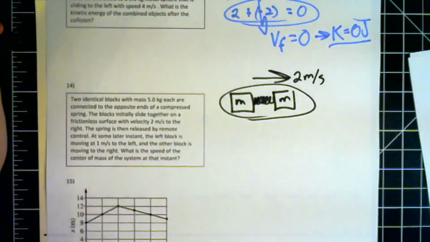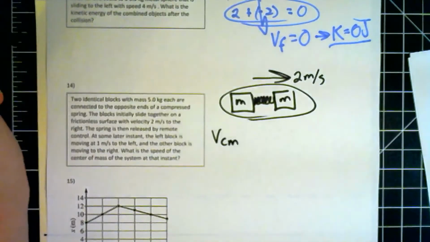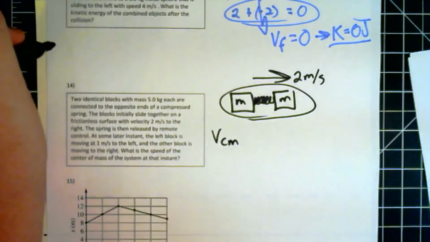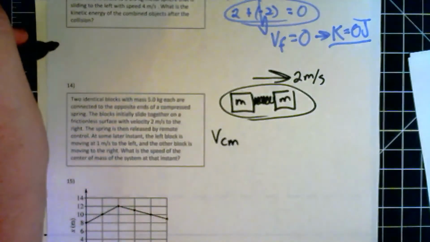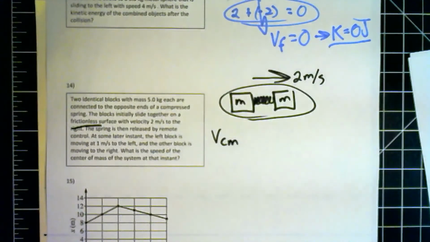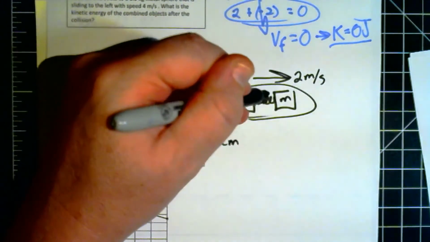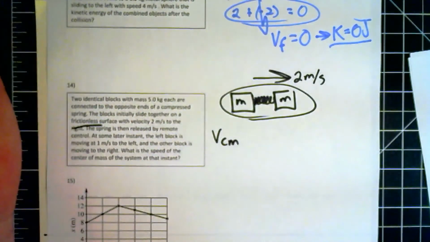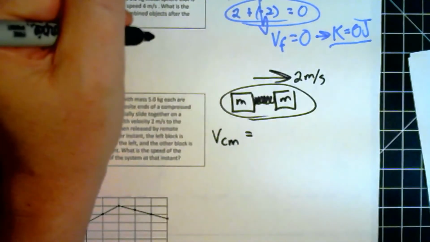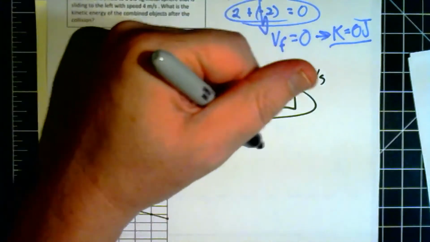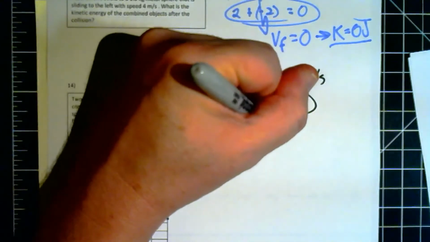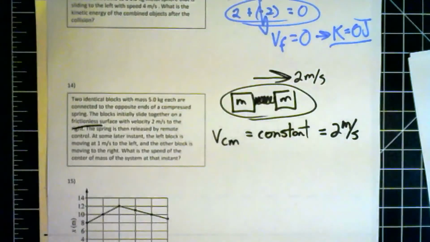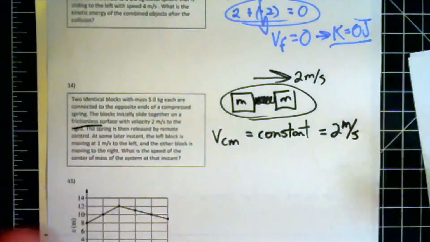Okay, once again, the center of mass velocity problem. What you need to ask is, is momentum conserved? Well, are there any external forces? Well, it's a frictionless surface. There's a spring here in the middle, and it's going to produce an internal force, but external forces are 0. So that means that momentum is conserved. And if momentum is conserved, then the center of mass velocity is constant. So it must be the same as what it started with, 2 meters per second, regardless of what happens after the spring is released.